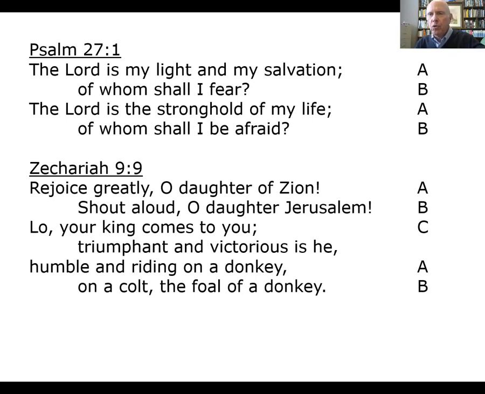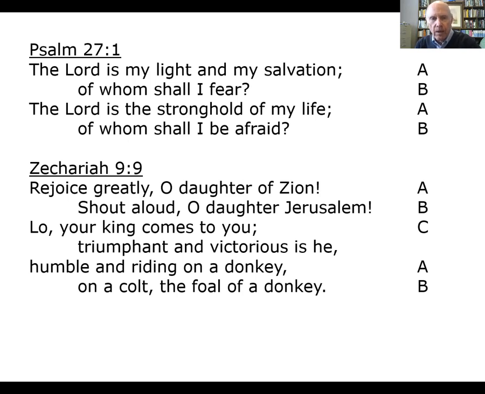So they will restate something as the rhyme. So for example, in Psalm 27:1, the Lord is my light and my salvation, whom shall I fear? And then the rhyme to that is, The Lord is the stronghold of my life, of whom shall I be afraid? Now you see, they're both the same thing being expressed, but in different phraseology. So they rhyme, A-B. Well, in Zechariah, we have A-B-C, A-B.